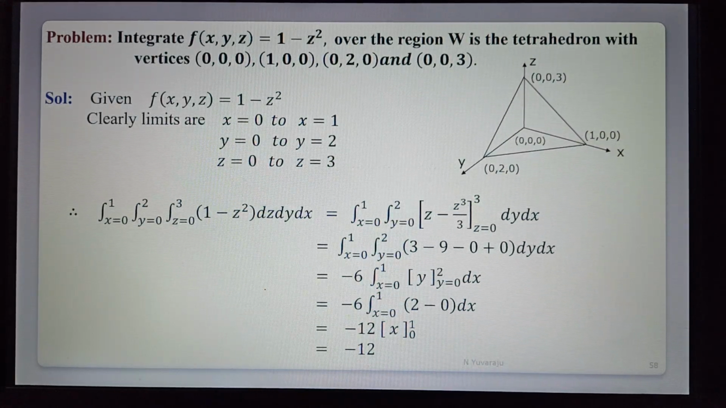So there is a tetrahedron intersecting at the x axis at (1,0,0), at the y axis (0,2,0), at the z axis (0,0,3). There is a tetrahedron. Okay na? So this is the given integral value. See the next example.